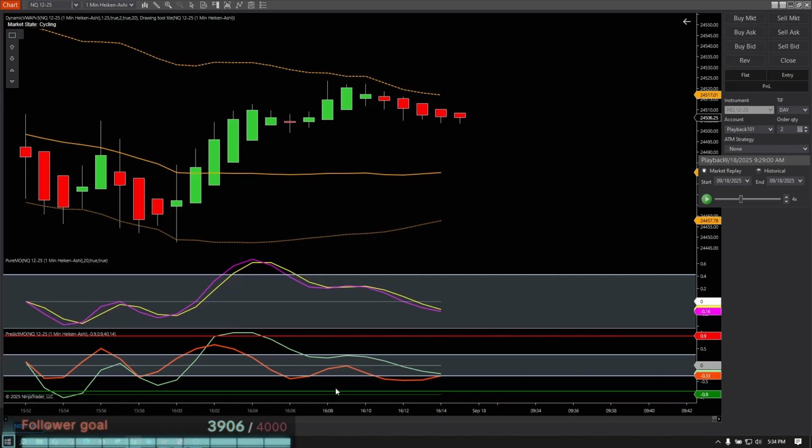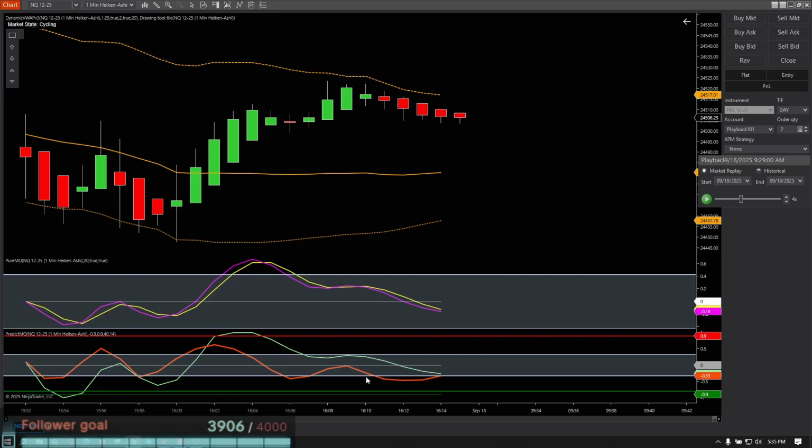Now, as far as PredictMO down here at the bottom, this tool right here, guys, uses machine learning to forecast short-term directional shifts, 1 or 2 bars ahead. What it does is help identify when momentum might be turning before it shows up cleanly on price. Now, it's best used in tandem with CyMO Pro or something like PureMO. Remember that PureMO gives you momentum strength. PredictMO gives you a heads up on direction.